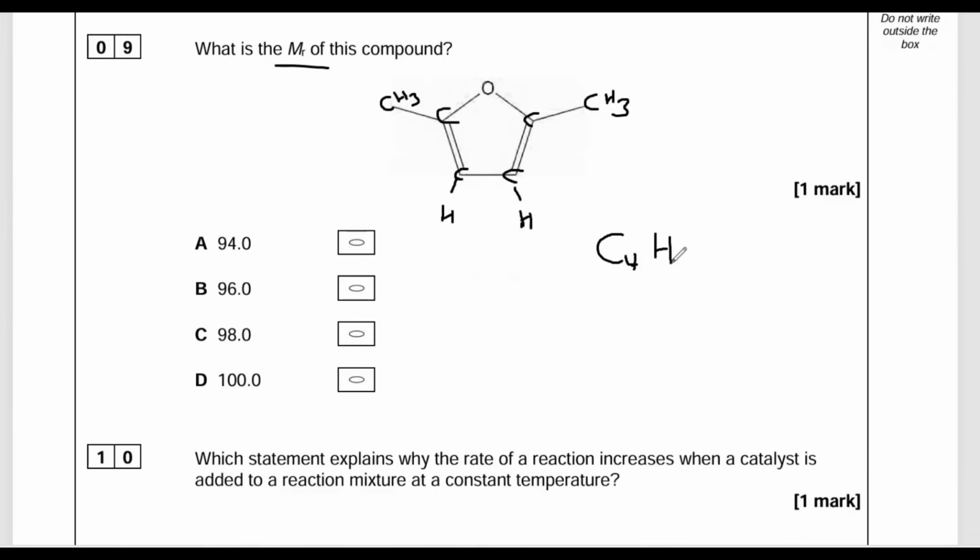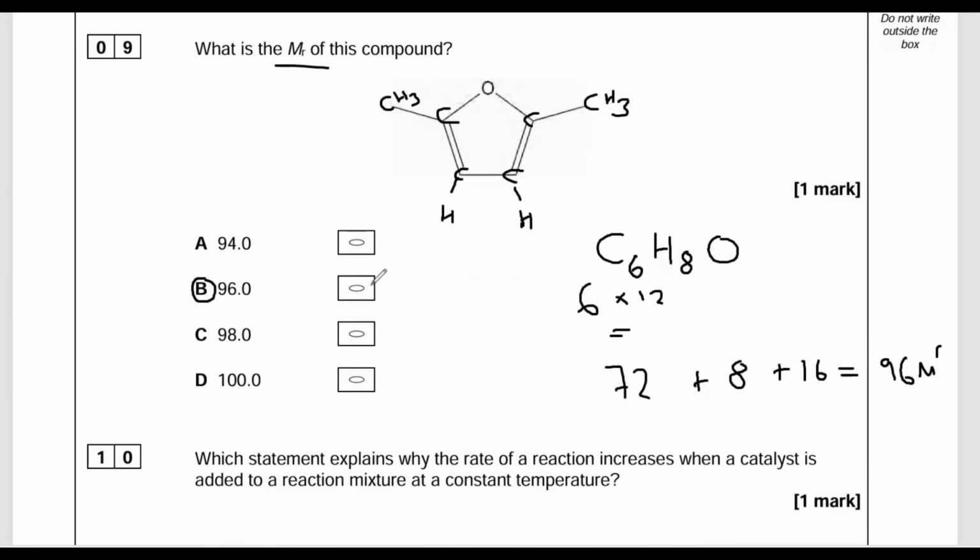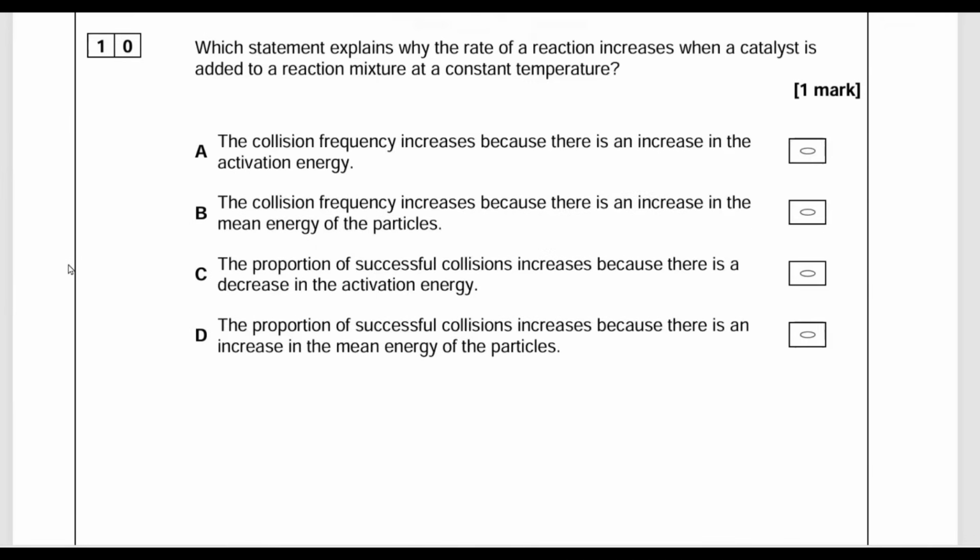So that gives me 4 carbons, right? 8 hydrogens and 1 oxygen. Hold on a minute. No, not 4 carbons. Oh, 6 carbons. So we want to go 6 times 12 is 72, plus 8 for the single hydrogens, plus 16 for the oxygen, makes an MR of 96. That'll be B. Thank you very much. Right, let's move on to question 10.